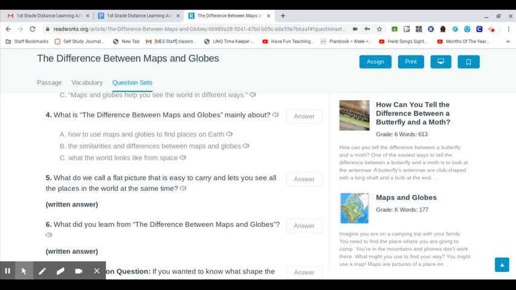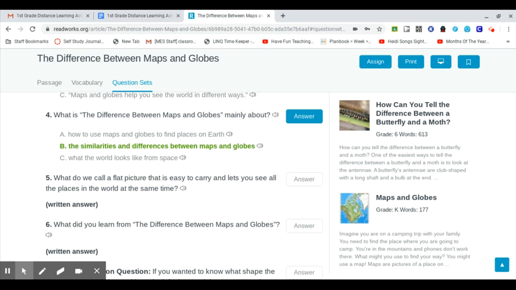Number 4, what is the difference between maps and globes mainly about? So, what is the main idea of this passage? Is it how to use maps and globes to find places on Earth? The similarities and the differences between maps and globes, or what the world looks like from space? So, what do you think what we just read together is mostly about? What would you say the main idea is? It is the similarities and the differences between maps and globes.